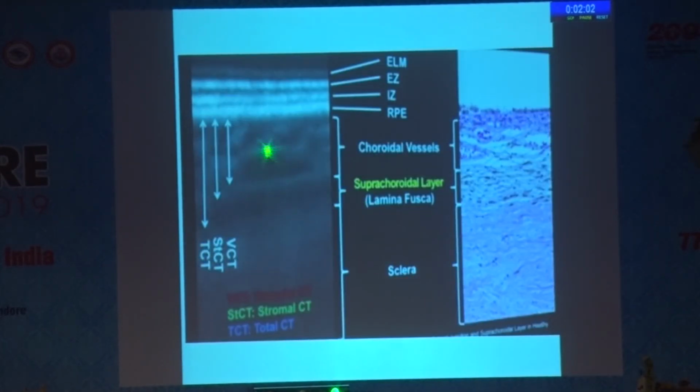For that, there is a good paper where you can actually check the choroidal thickness in 3 ways. Whatever inner area you see could be the vascular choroidal thickness, in between the stromal choroidal thickness, and the last line could be the total choroidal thickness. So if we can divide all these 3, probably we can have a better understanding.